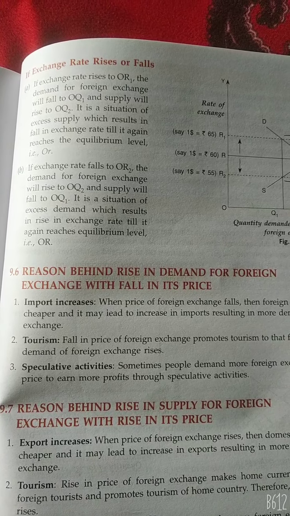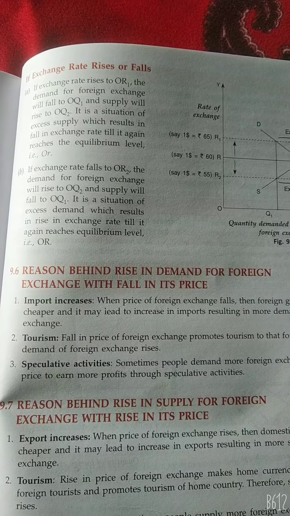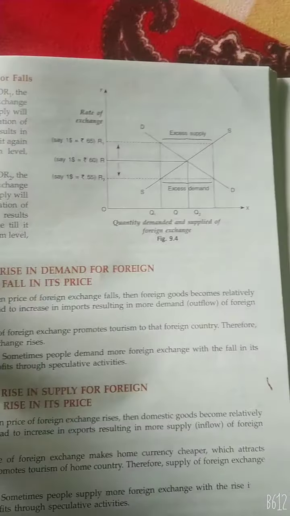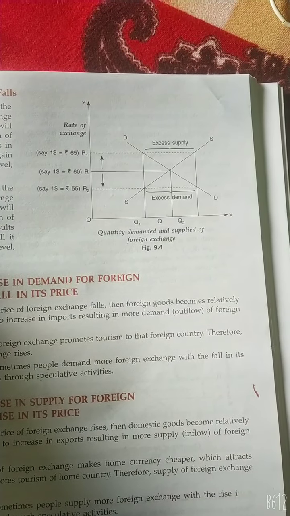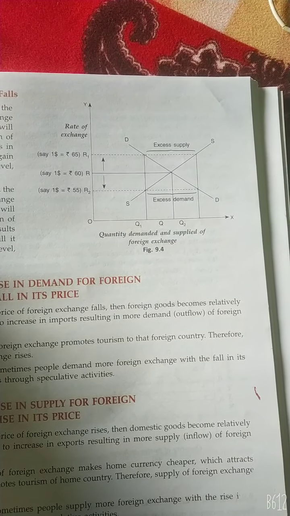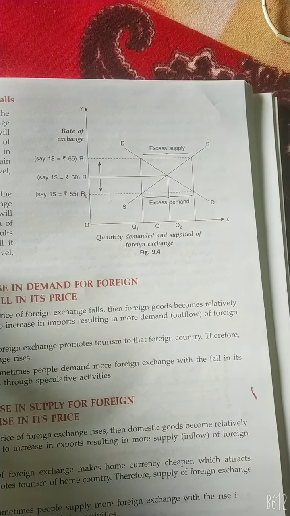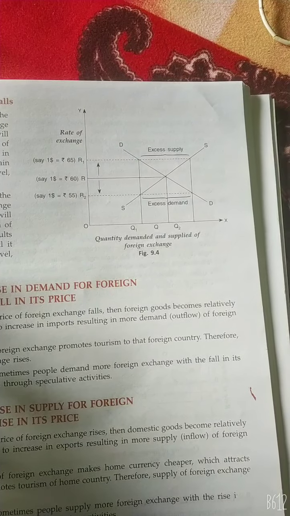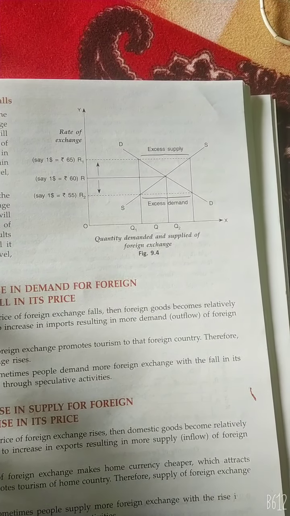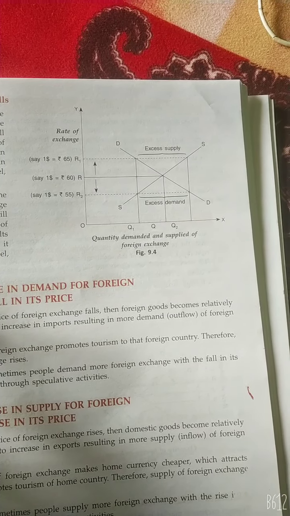Exchange rate rise or fall. If the exchange rate is above OR, then the demand for foreign exchange will fall to OQ1 and the supply will rise to OQ2. It is a situation of excess supply, which results in a fall in the exchange rate till it again reaches the equilibrium level. If the exchange rate falls to OR2, then the demand for foreign exchange will rise to OQ2 and the supply will fall to OQ1. It is a situation of excess demand, which results in a rise in the exchange rate till it again reaches equilibrium, that is OR.